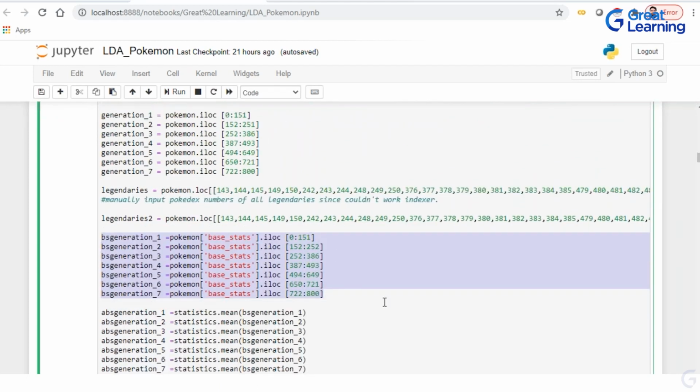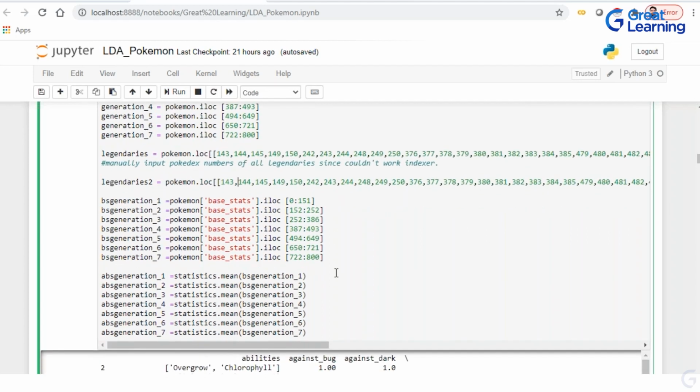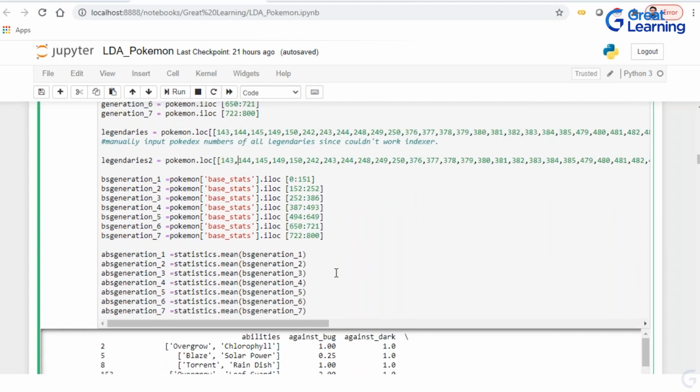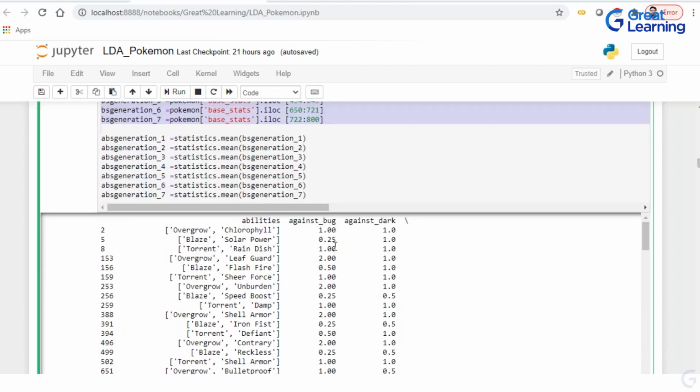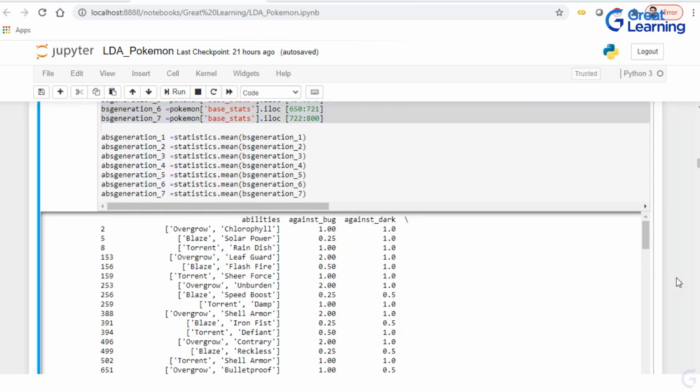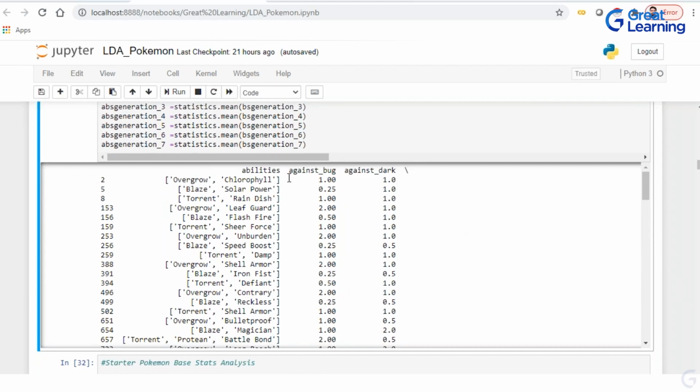And these numbers were primarily to denote the generations. And we also classified on the basis of the legendaries, which was, as I mentioned, the 2 legendaries that we could work out. So it was completely based on our understanding of how we wanted to explore the data further. Now we also did what is called the average of these 7 generations' base stats, and you can see this was an understanding that we got for specifically their abilities against bug and against dark.